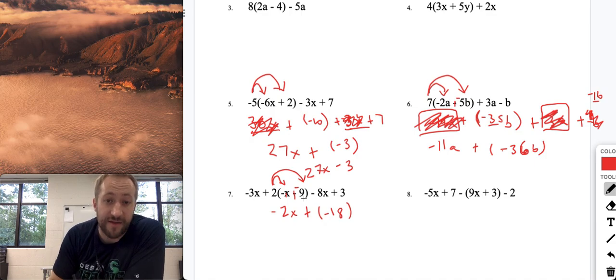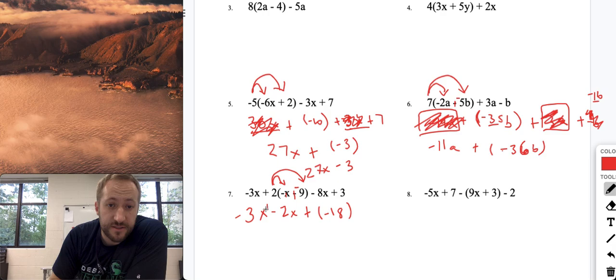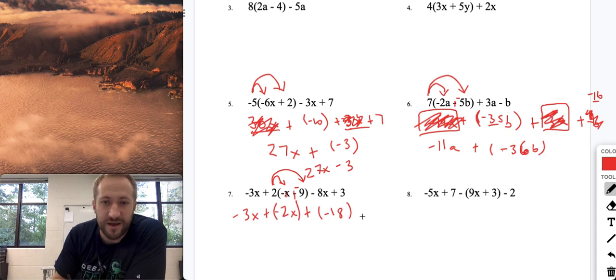And now I'm going to bring down everything else because I didn't mess with it. Negative 3x plus, let me rewrite that. That's a mess. So negative 3x plus negative 2x. I'll keep it in parentheses to separate that negative from the addition sign. Minus 8x plus 3. So now I use the distributive property. I'm just going to go and combine like terms. Oh, wait, I see another subtraction sign. Let me change that to addition and the sign of the following number.